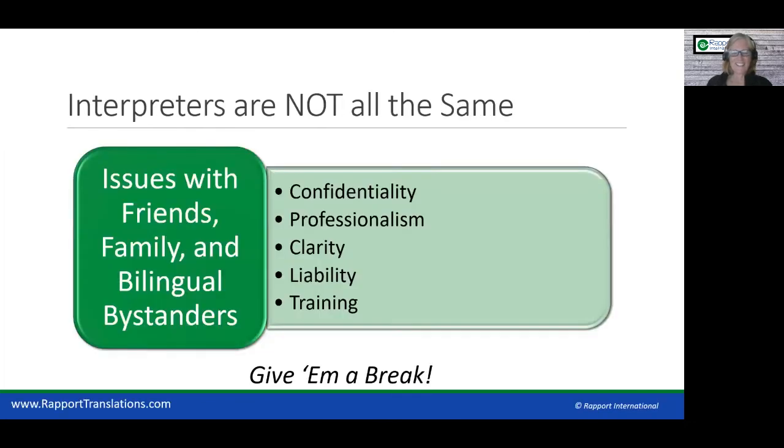So as much as I watch that, I still chuckle. It is so funny. It really captured something. So we will talk a little later on about what you do when you're in a bad situation. If you're having friends and family and bilingual bystanders there, it may not be as obvious to you that there's bad translation going on, but there are so many problems that you can run into.